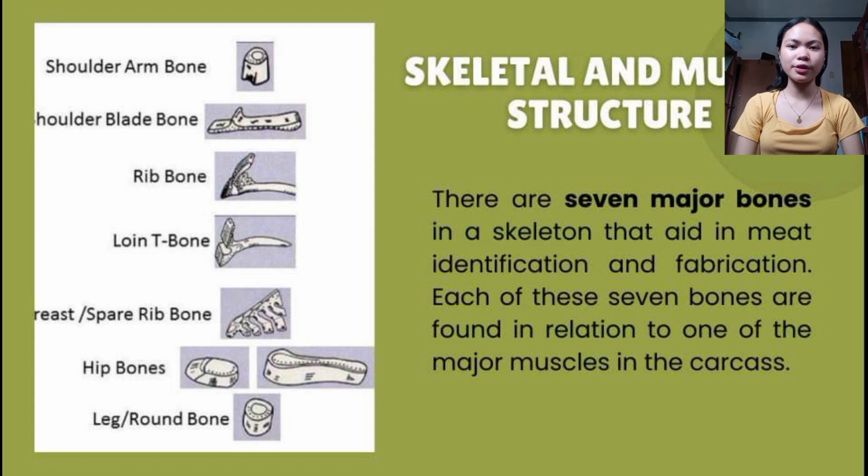Next is the spare rib bone. This bone is taken from the belly side from the rib cage below the section from the back ribs and above the breastbone. Next is the hip bone. The hip bones are the pork bones from the leg. And the last is the leg round bone. It is located further back on the sirloin area of the beef loin.